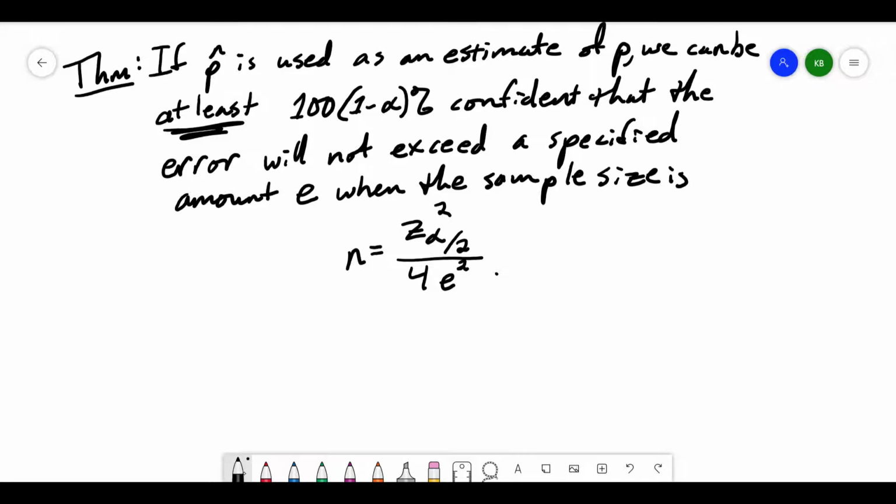This all is a matter of p hat and q hat being two fractions that add up to 1, and in our worst case scenario, they're both equal to 1/2. That makes p hat times q hat be 1/4. So if we substitute 1/4 into our previous theorem, we end up with this new equation for our sample size. And if p and q are actually further away from 1/2, then we can be even more confident.